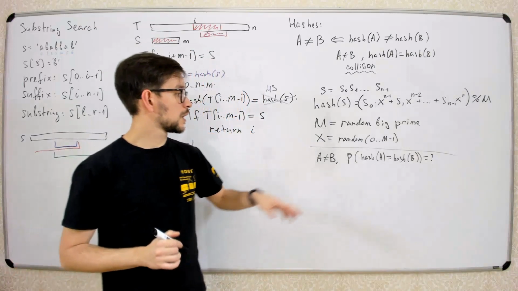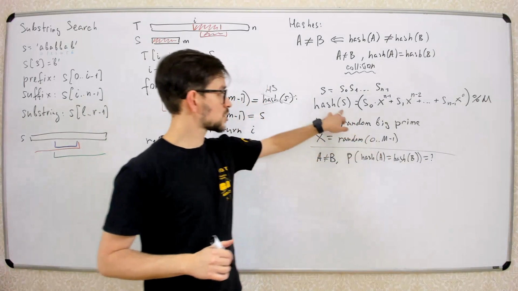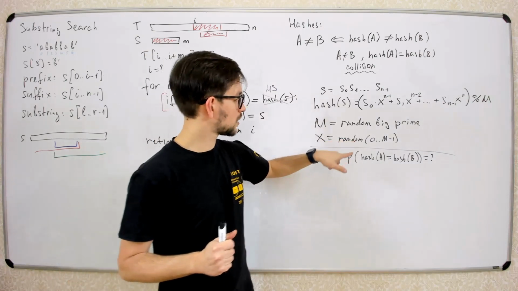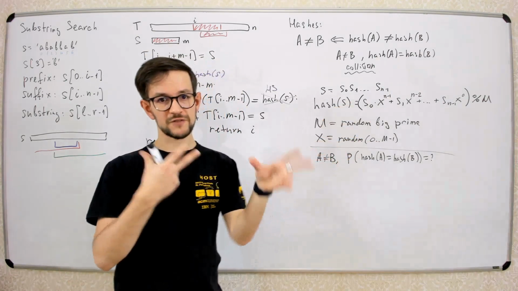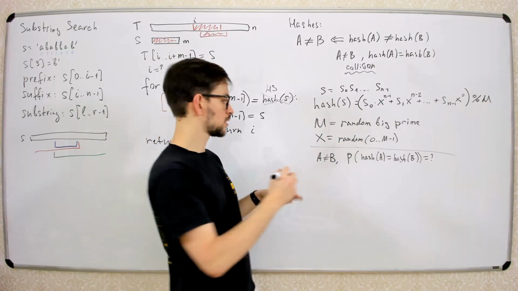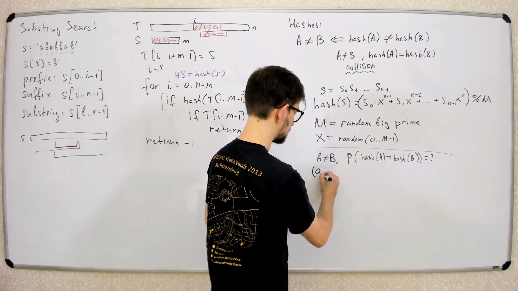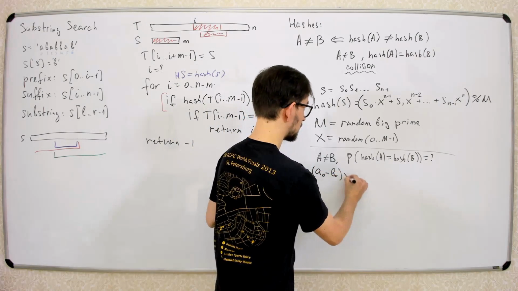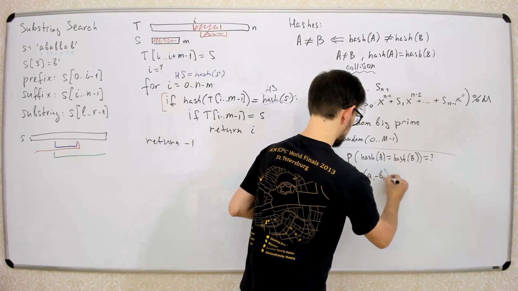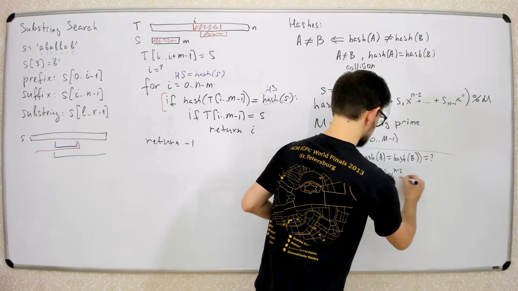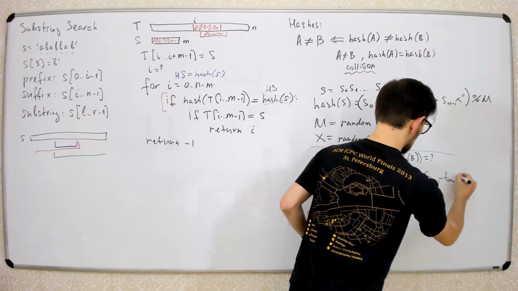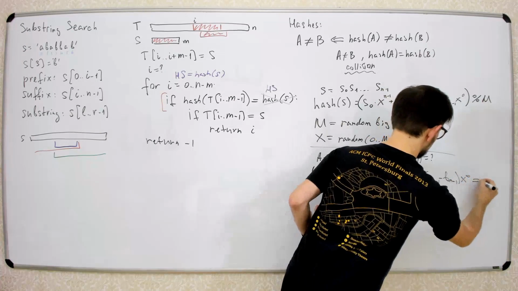Well, let's try to see. If you have two hashes, these two hashes are two polynomials. We need two polynomials to have the same value. They have the same value if the difference of these two polynomials is 0. So the polynomial a0 minus b0 times x power n minus 1, plus a1 minus b1 times x power n minus 2, and so on, plus a n minus 1 minus b n minus 1 times x power 0, must be 0.